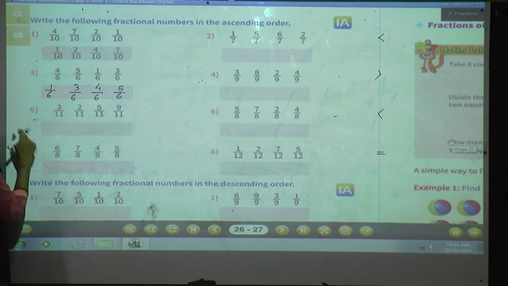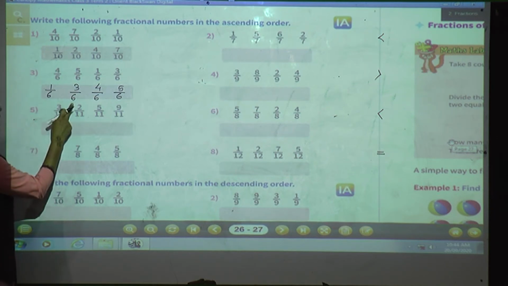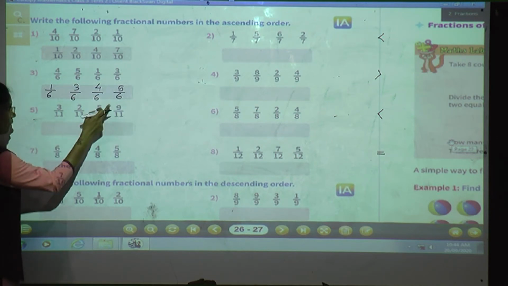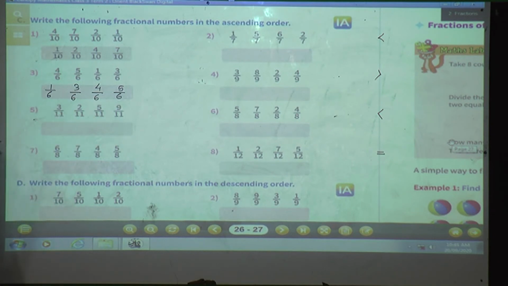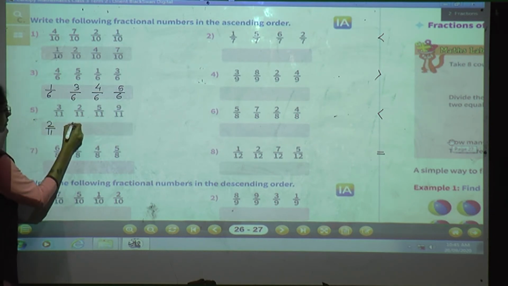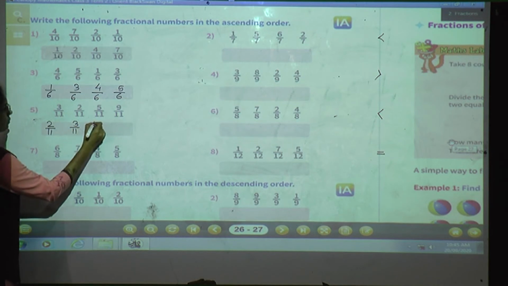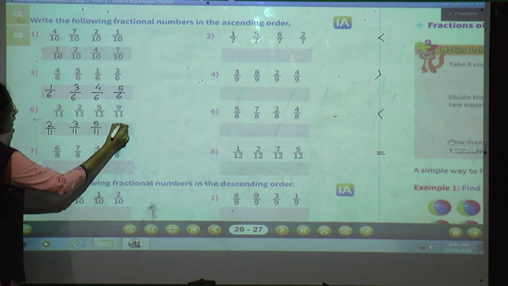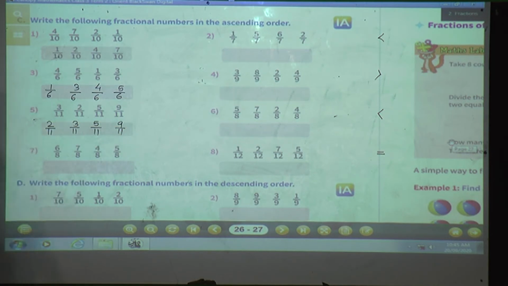Now see this fifth one. Here 3 by 11, 2 by 11, 5 by 11 and 9 by 11. Which one is smaller? Yes, 2 by 11. Then 3 by 11. Again 5 by 11 and the last 9 by 11. Okay, clear? Ascending means what?